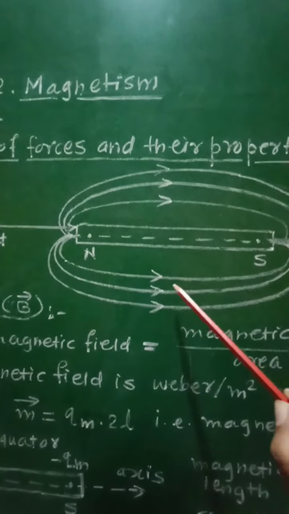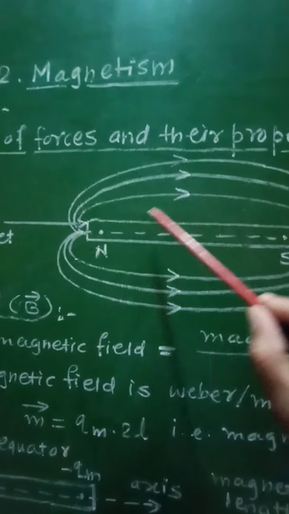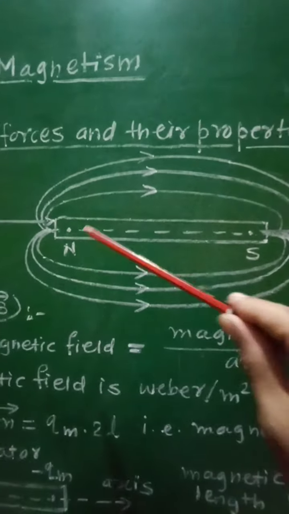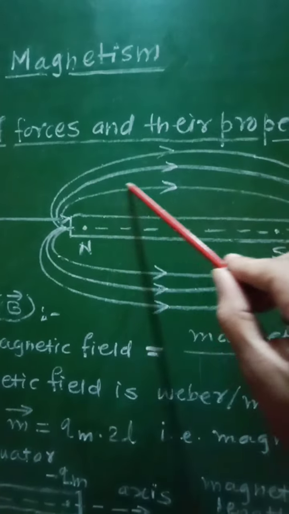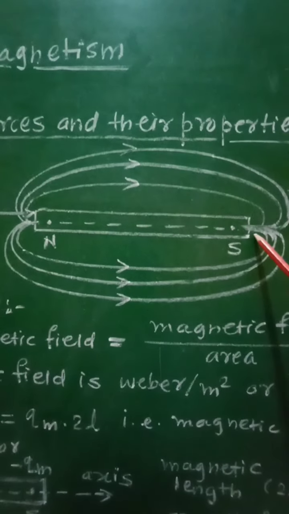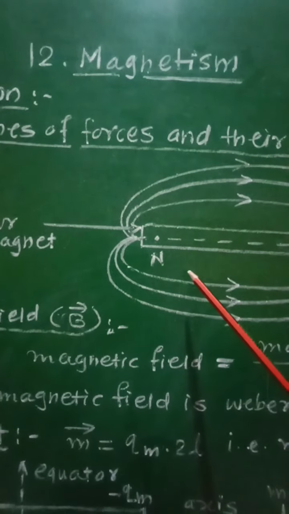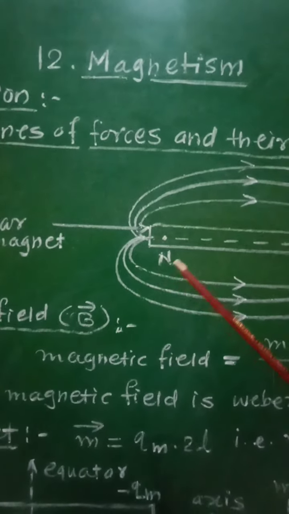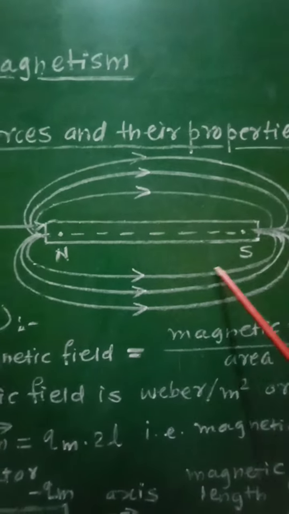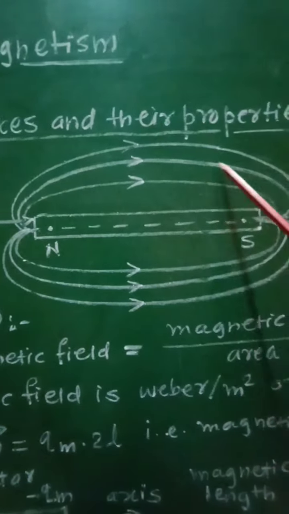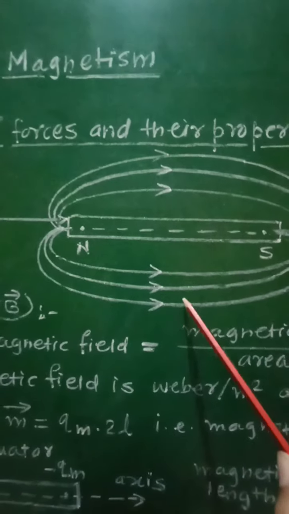First, the magnetic lines of force originate from the north pole and end on the south pole. Second, the magnetic lines of force of a magnet form closed loops. So these magnetic lines of force will form closed loops.